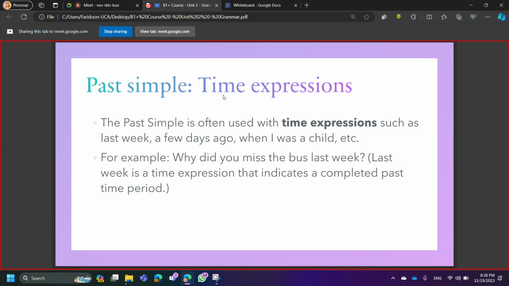Okay, what about some time expressions? The past simple is often used with time expressions, such as last week, a few days ago, when I was a child, and etc. For instance, why did you miss the bus last week? Last week is a time expression that indicates a completed past time period.